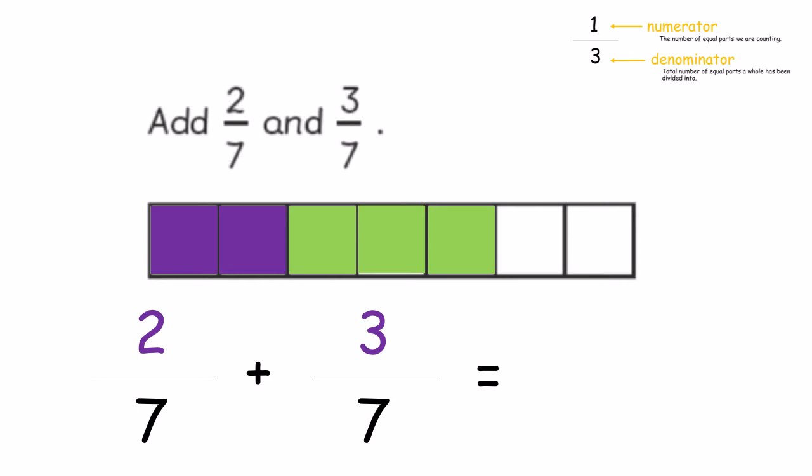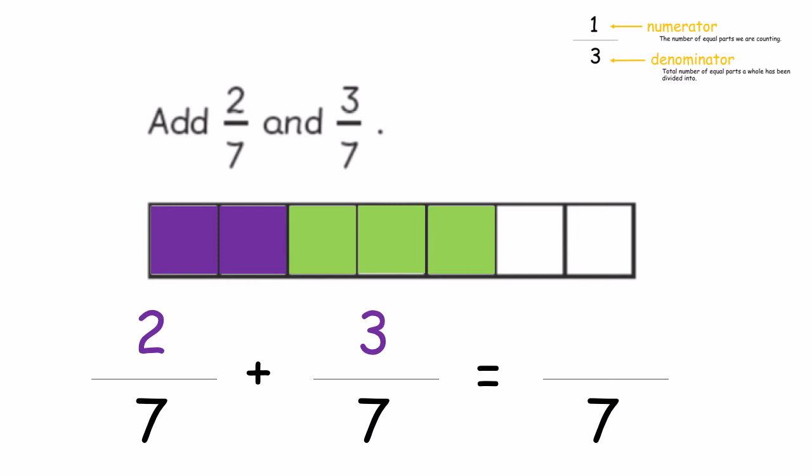Now I need to think about what fraction there is altogether. Do you think the denominator is going to change? It's not going to change because the denominator only tells us how many equal parts a whole has been divided into. We do not change it because we haven't changed the number of equal parts.